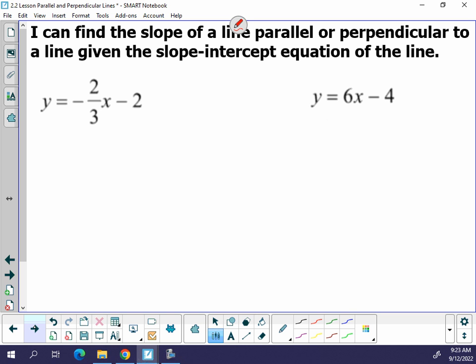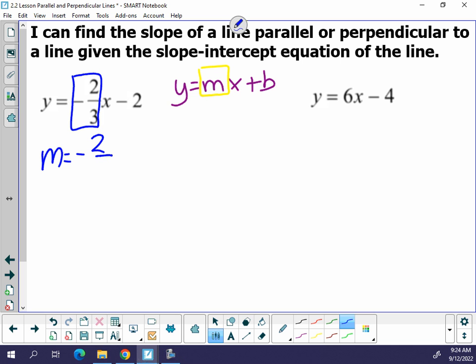And then the last way we found slope was by looking at the equation. Remember that the number in front of x represents our slope m. And so if I'm looking at this equation, that slope is negative 2 over 3. And so that means any line that I draw that's parallel to this line is going to have that exact same slope. If they're sloped the same, then they'll never touch. That makes them parallel.